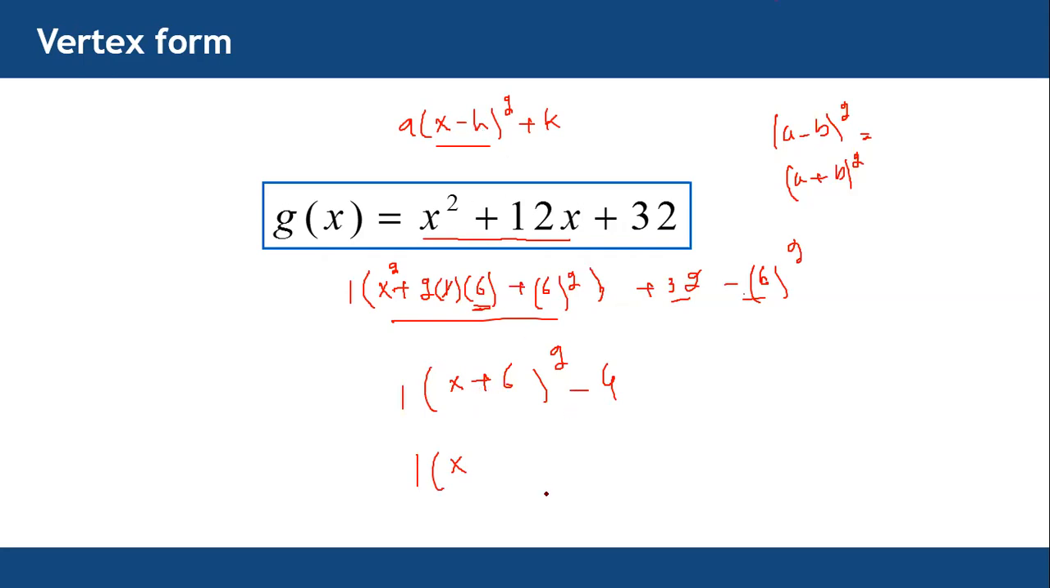So we have minus, so I can write it in the form of minus. We have 6, but we have minus 6. Again, minus multiplied with minus becomes plus. Whole square, and we can write this one as plus minus 4. So in vertex form, the h value is minus 6 and the k value is minus 4.